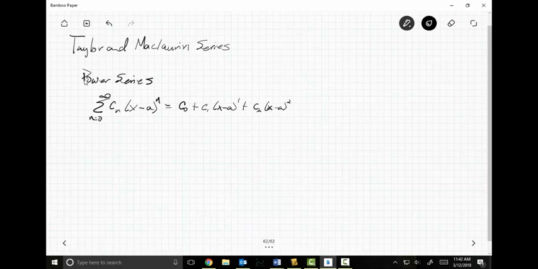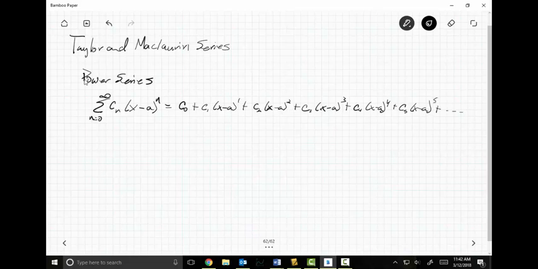That should be an x, by the way. Plus c sub 3 times (x minus a) cubed plus c sub 4. And you're like, Ripley, what are you doing here? Just bear with me for a sec. Plus c sub 5 times (x minus a) to the fifth plus dot, dot, dot.